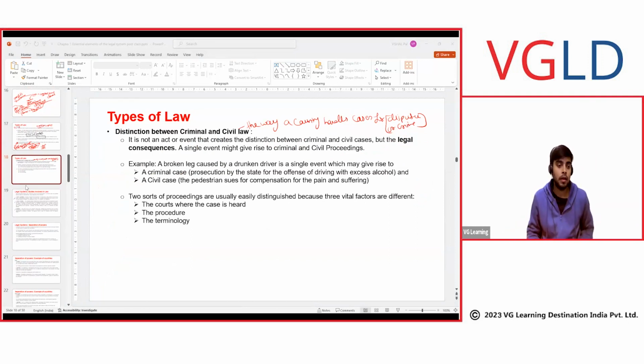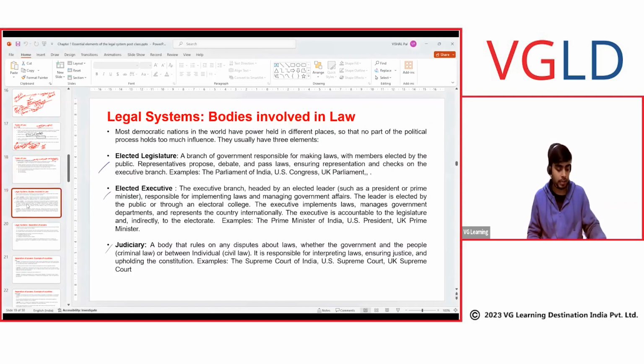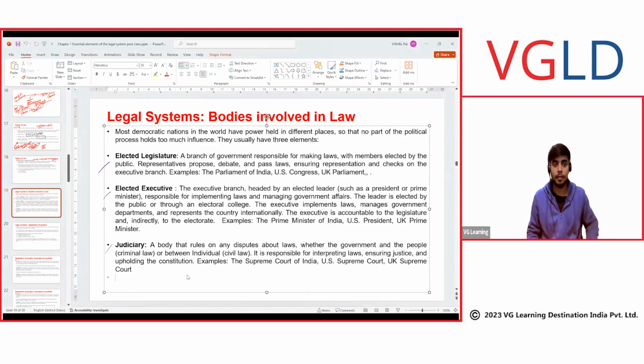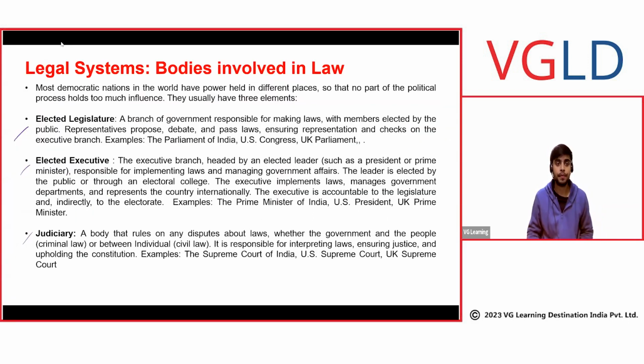Here we will start with the legal system, like the bodies. Let me know if you can see the screen. So in any legal system, so far we have understood that there are majorly three bodies, three pillars per se: legislature, executive, and judiciary. Legislature is basically the lawmaking body that constitutes, or basically makes, the law.